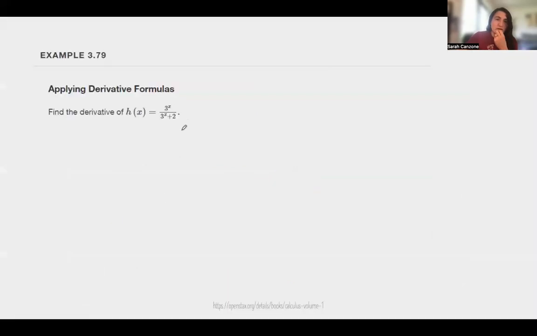So here is a quotient. We're looking at 3 to the x, and we're going to need to find the derivative using the quotient rule. So we again remember that's a highlighter. We remember low d high minus high d low over low squared. Therefore, h prime of x equals low, which is 3 to the x plus 2, d high, but I'm going to again write, all right, what's the derivative of 3 to the x?